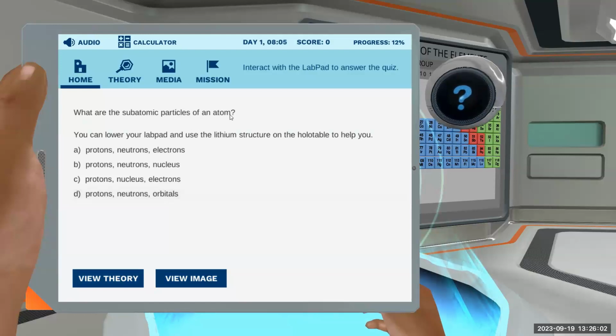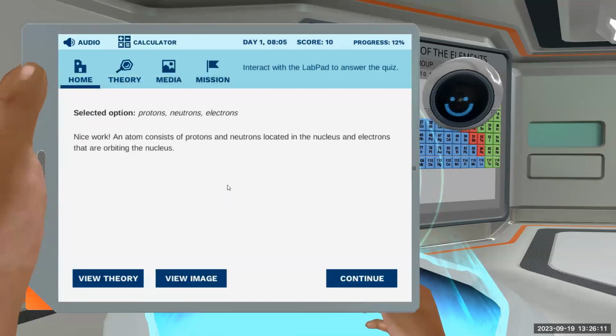What are subatomic particles of the atom? As we just discussed, protons, neutrons, and electrons. So with that, nice work. An atom consists of protons and neutrons located in the nucleus and electrons that are orbiting the nucleus.